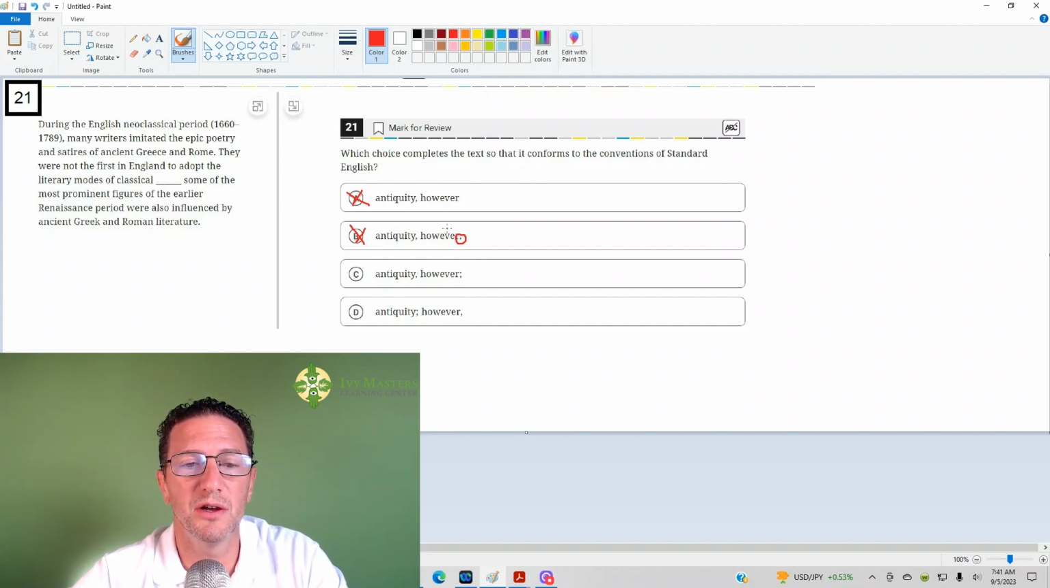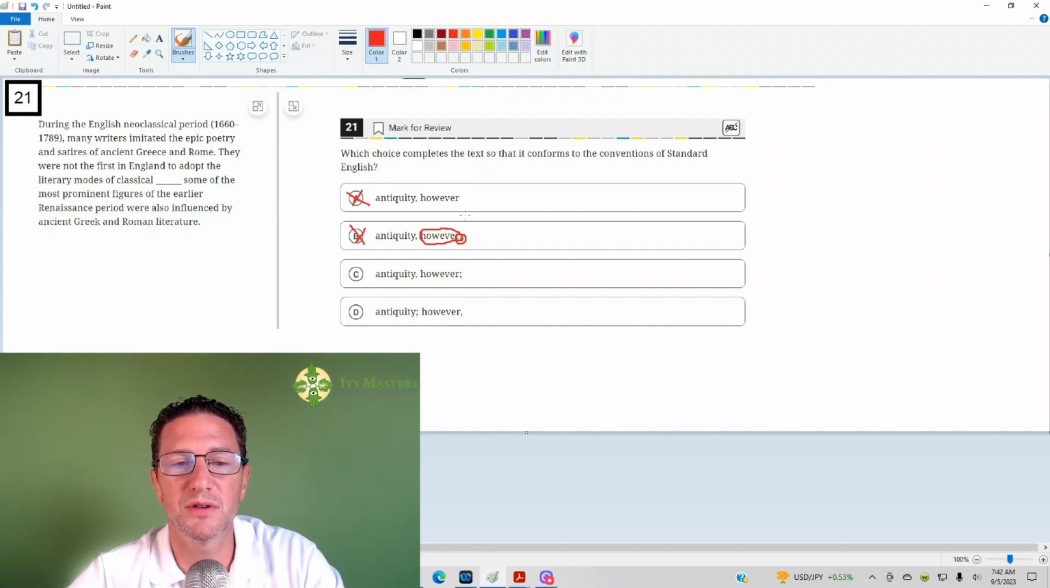Another question you might ask yourself is, could however combine two independent clauses? And the answer is no. However cannot combine two independent clauses. If it could, it would be like the FANBOYS: for, and, nor, but, or, yet, so. And then there are others that are not included in FANBOYS, like while and because. All of those are conjunctions that can combine two independent clauses. However, for example, cannot combine two independent clauses. So A and B are gone, and then you're left with C and D.